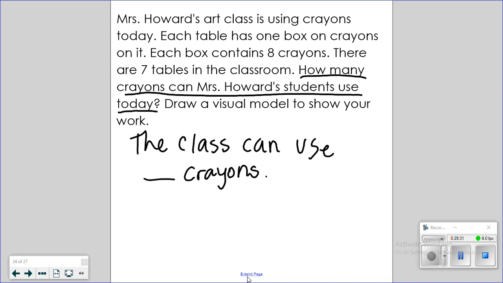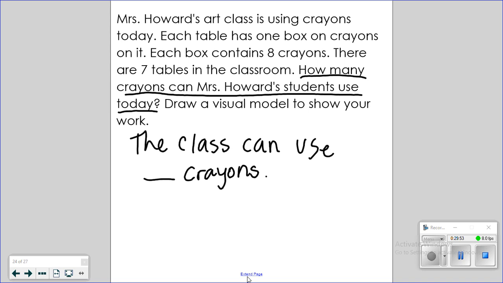Now these crayons are not floating in space, correct? Where are they? In a box. Where are these crayons? Bella? They're in a box. Where are these boxes floating in space? On the table. One table? How many tables? 7.